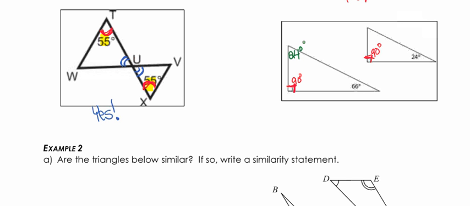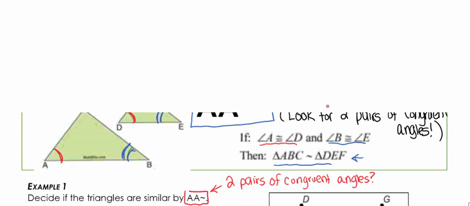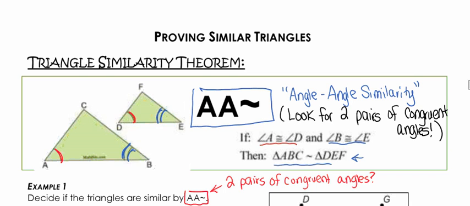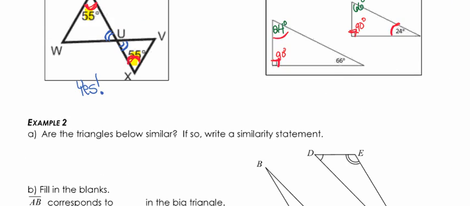And in the second triangle, I can go ahead and do the same thing. 180 minus 90 minus 24 is going to leave me with 66 degrees. So I have my right angles, and I have the angles whose degree measure is 24, or maybe the angles whose degree measure is 66. Either way, I meet that criteria, and I have two pairs of congruent angles. So the answer to that is yes.